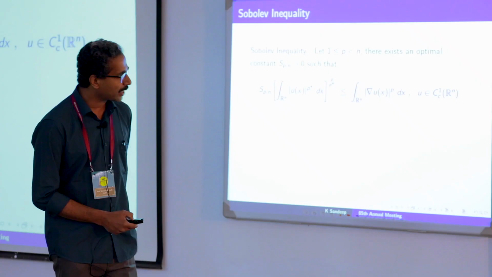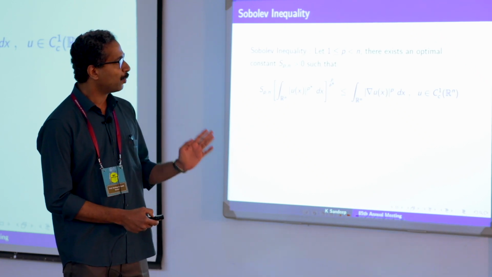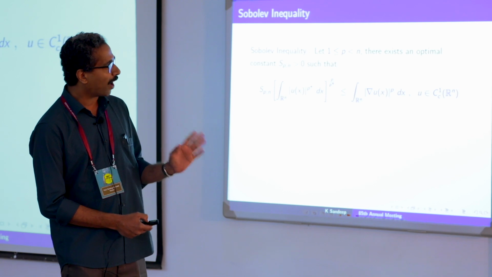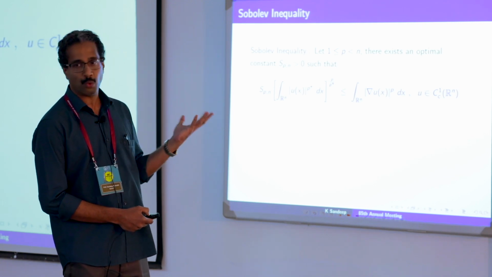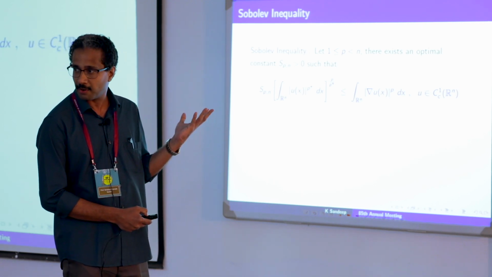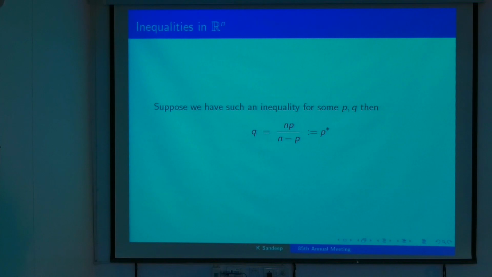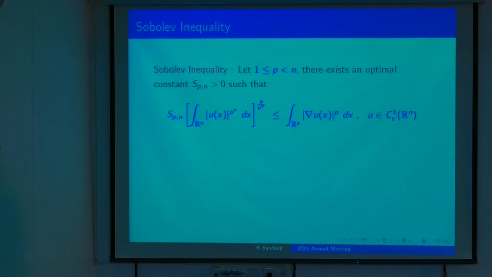So it tells you that you take a function, you take its gradient and you take its pth power, and what does it control? It is the u. What power of u is going to be controlled? Okay, it is this u to the power p star. That p star is nothing but this quantity np by n minus p. Okay. So this is what is known as the Sobolev inequality, and then there will be natural questions.